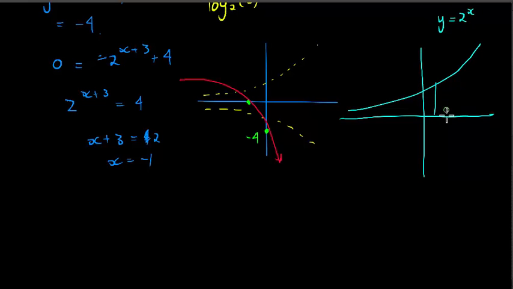So as x is getting bigger, obviously 2 to the power of x is getting bigger. 2 to the power of 1 is 2. 2 to the power of 2 is 4. 2 to the power of 3 is 8. Okay, it's getting bigger and bigger and bigger.